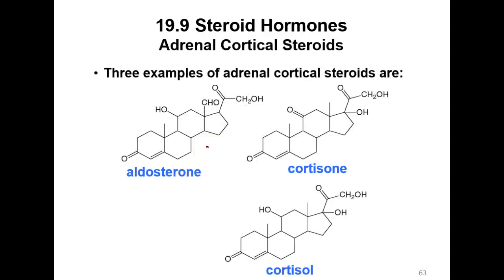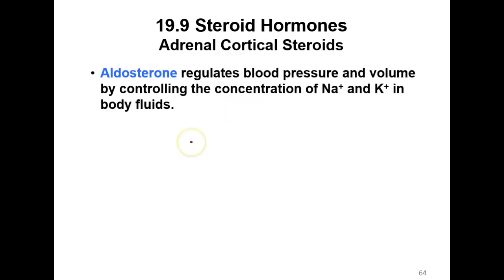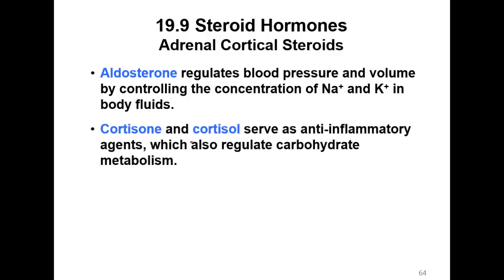The adrenal cortical steroids, here are examples like cortisone and cortisol, aldosterone. These are also steroids, but they are not responsible for the sex characteristics inside our bodies, but they also have the 6-6-6-5 ring system. These do other things. They regulate blood pressure, or the concentration of our sodium and potassium. These also have anti-inflammatory effects. These are the big ones, especially cortisone and cortisol.